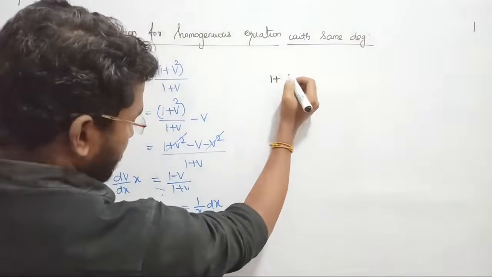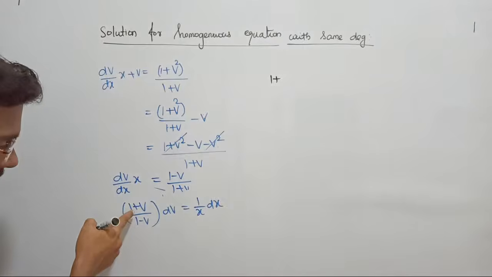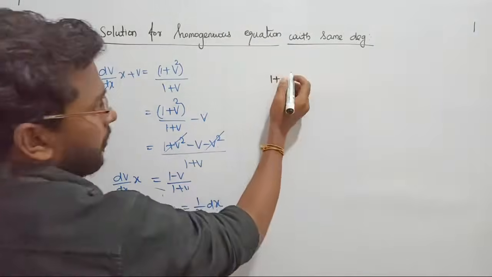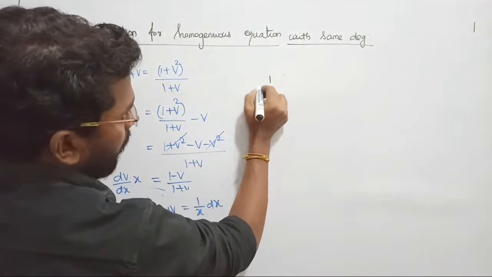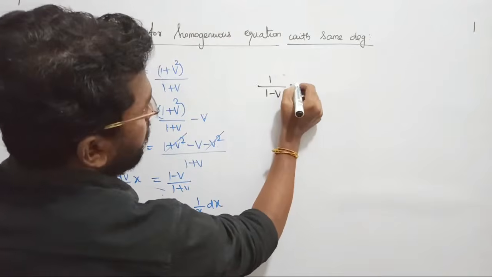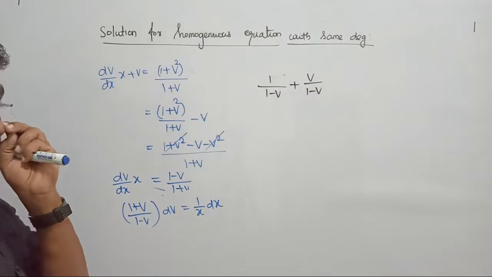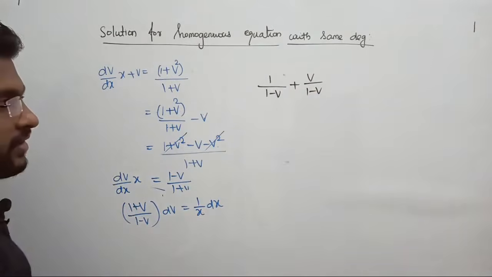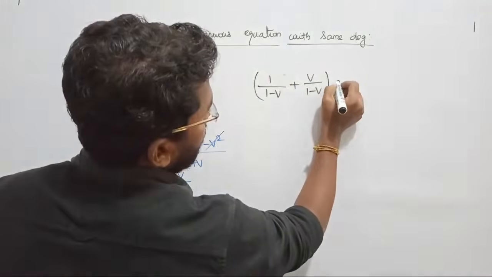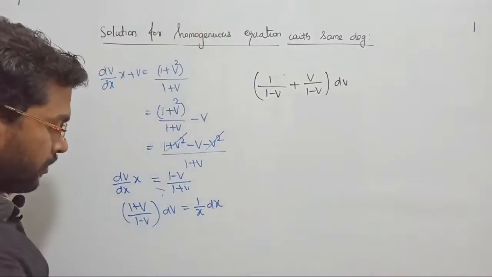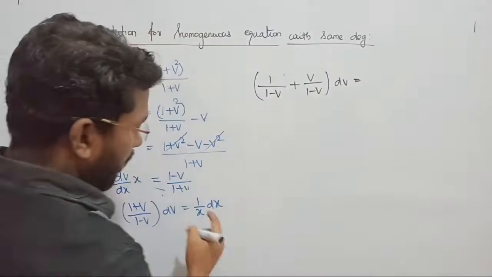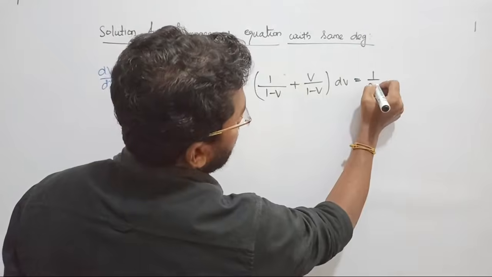I have 1 plus, guys listen. In 1 plus v divided by 1 minus v, how can we write this? Shall I write like this? 1 upon 1 minus v plus v upon 1 minus v. Is there any mistake? I think I don't make any mistakes, right? And with respect to dv, exactly that is correct, and equal to 1 upon x into dx. That's all. After this, what can you do?